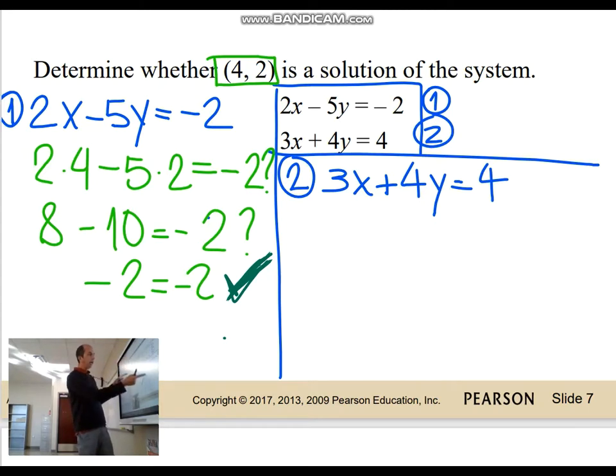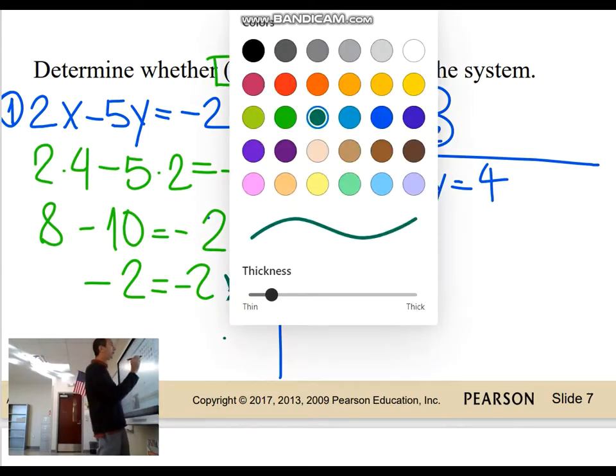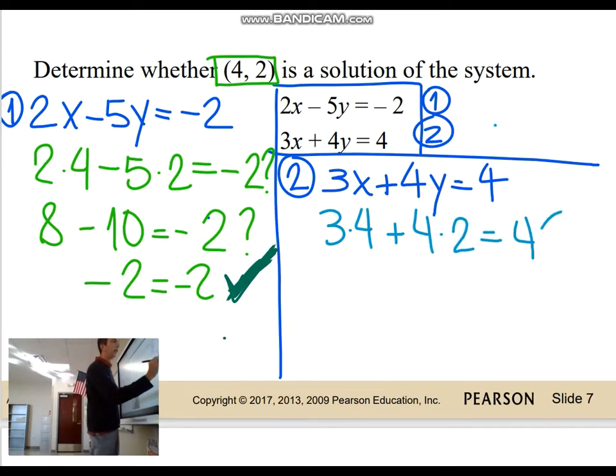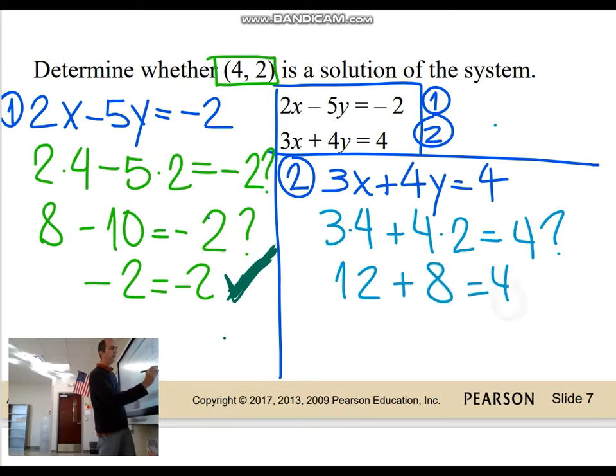Now I have to check the other equation and make sure it is true for both equations. Then we can say it is a solution of the system. So check the next one. I can use a different color, this light blue. 3 times what? 4, plus 4 times 2 equals 4. I don't know yet if this is true or false. 3 times 4, 12. 4 times 2, 8. Equals 4? And it's getting strange. 20 equals 4.